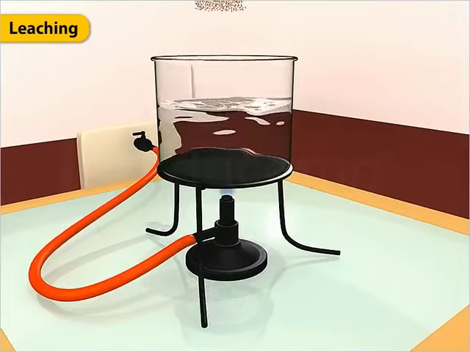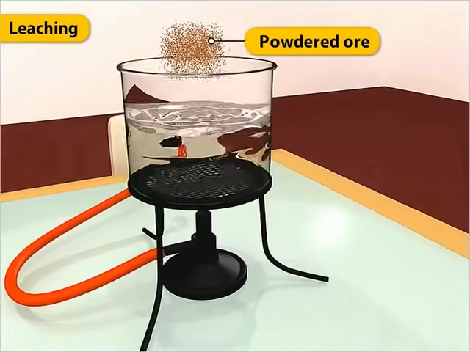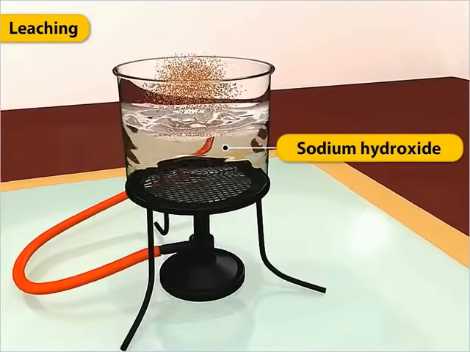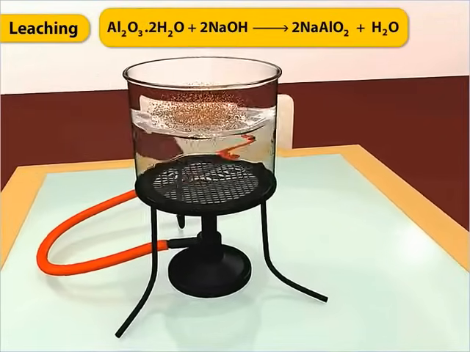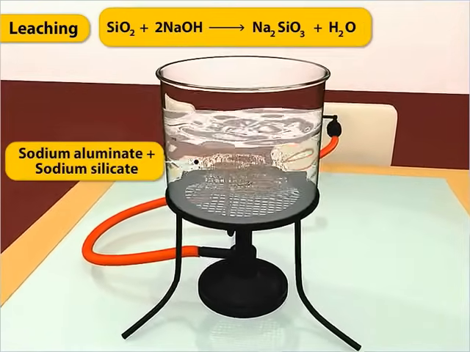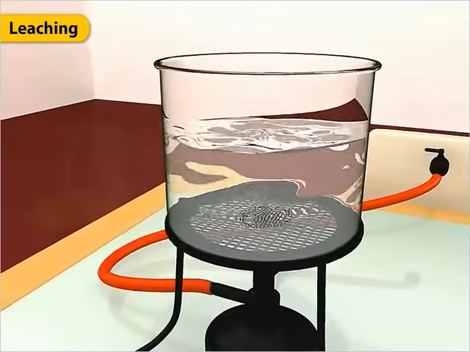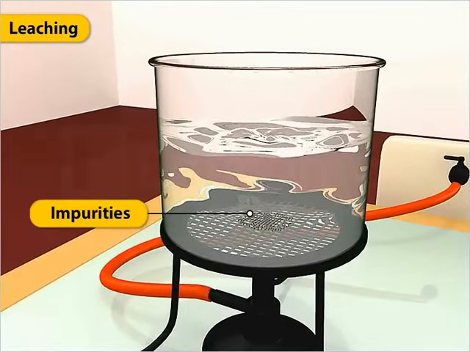In the leaching method, the powdered bauxite ore is treated with a hot and concentrated solution of sodium hydroxide. The ore dissolves in sodium hydroxide to form sodium aluminate, and silica dissolves to form sodium silicate. The other impurities, however, remain undissolved and are later filtered out.